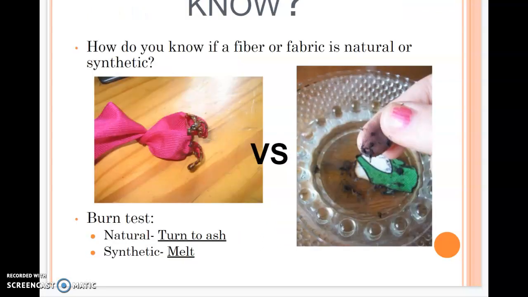How do you know if it's synthetic or if it's natural? You can do something called a burn test. If it is synthetic, it will melt. A lot of times people do this to like their shoelaces so they don't fray, ribbon, things like that. As you can see here, it has melted. If it is 100% natural fiber, it will turn to ash.